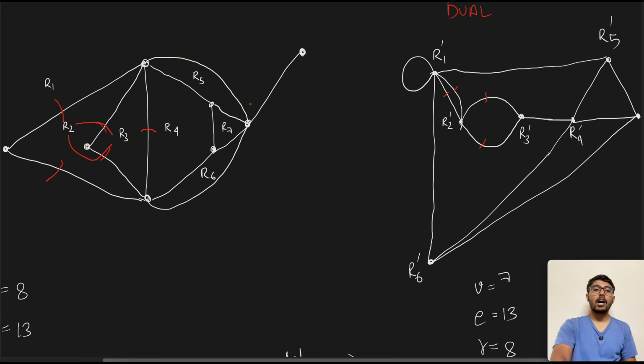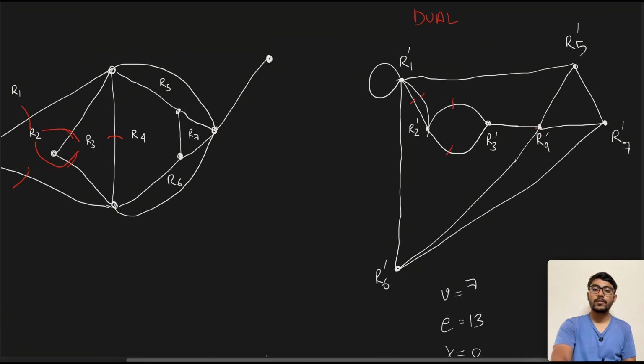Then for R4 we have R4 to R5, R7 and R6. So we will have those here as well. R4 is connected to all of R5, R7 and R6. Then we will see R6 is connected to R1, R5 is also connected to R1. So we will connect those to R1, right, and R7 is connected to R6 and R5. So we will connect these as well, right.